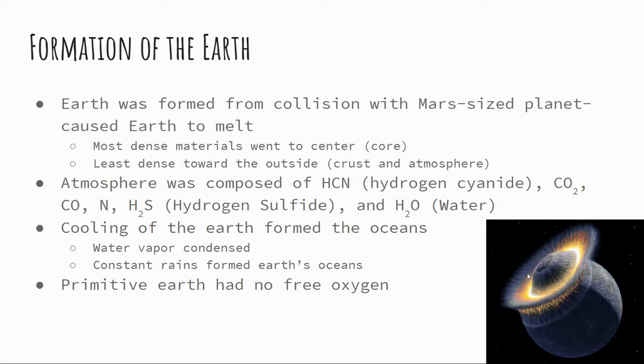As the Earth cooled, the oceans were formed. Water vapor, of course, condensed from the atmosphere, and constant rains formed the Earth's oceans. And primitive Earth had no free oxygen.